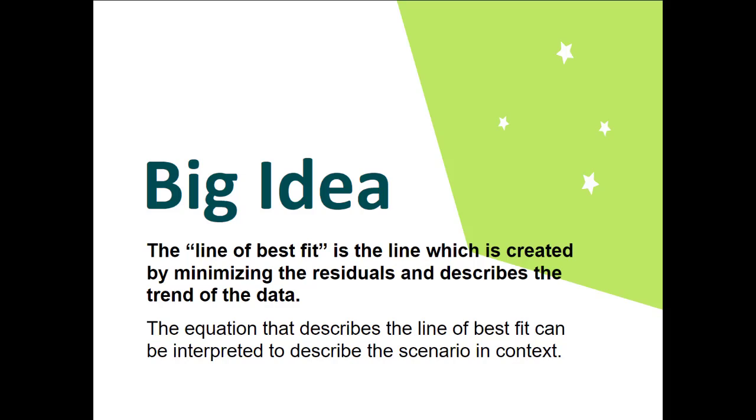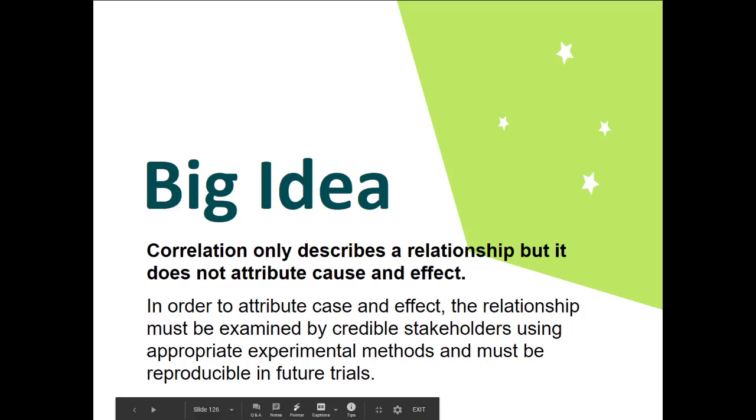So what's the big idea? Today's big idea is that the line of best fit is the line which is created by minimizing the residuals and describes the trend of the data. The equation that describes the line of best fit can be interpreted to describe the scenario in context. Correlation can only describe a relationship, but it cannot attribute cause and effect. In order to attribute cause and effect, the relationship must be examined by credible stakeholders using appropriate experimental methods and must be reproducible in future trials.